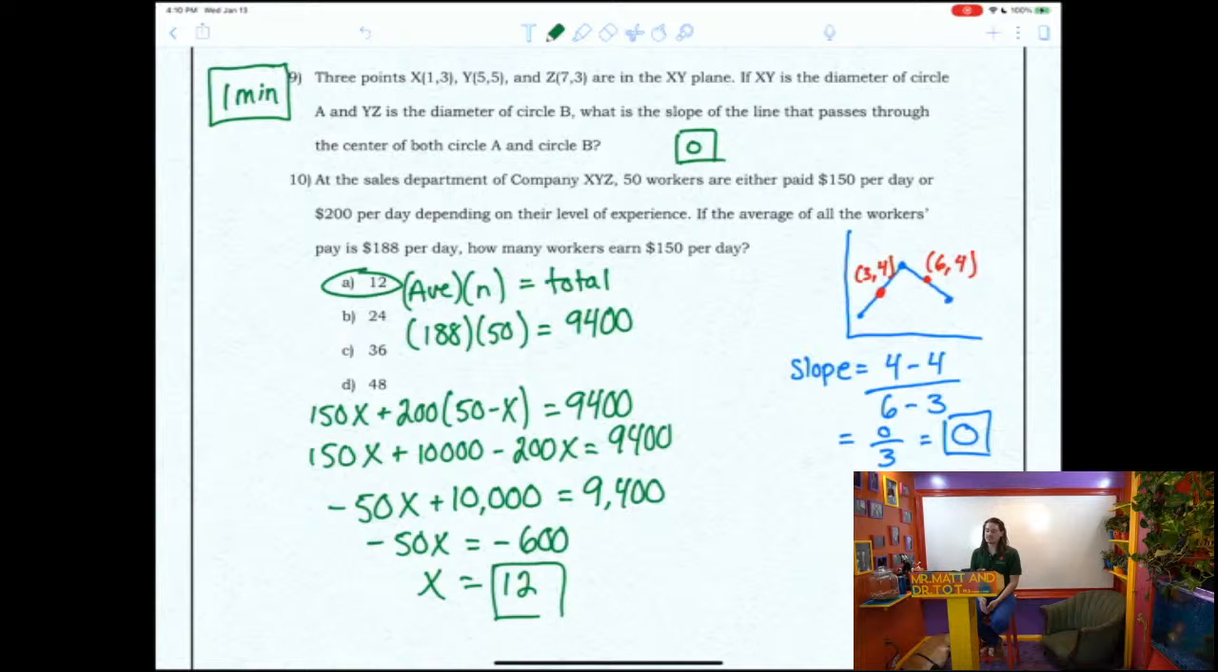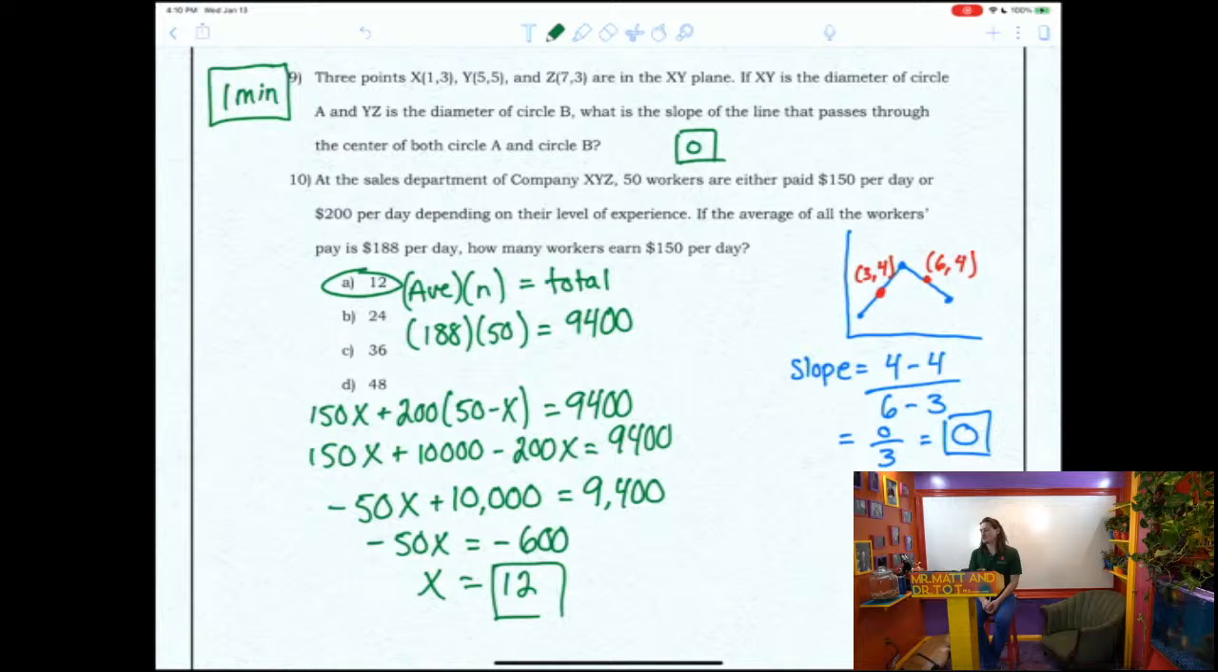Taking the last 2 points, which represent the endpoints of the diameter of circle B, and calculating the average of the x and y coordinates, we're going to have 5 plus 7, which is 12, divided by 2, which is 6. And for the y coordinate, 5 plus 3 is 8, divided by 2, which is 4. So the center of circle B would be (6, 4). Notice that the centers have the same y coordinates. So that means that the line that goes from one center to the other is horizontal.